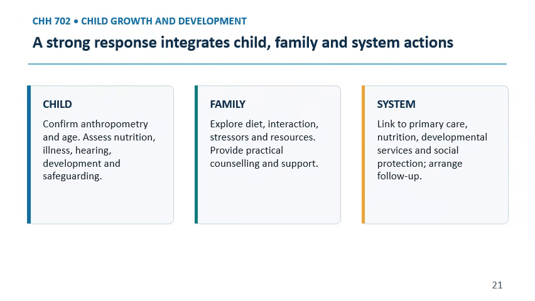The 3 columns organize the response. Under child, we confirm anthropometry and age and assess nutrition, illness, hearing and development, and safeguarding. Under family, we explore diet, interaction, stressors, resources, and provide practical counseling. Under system, we link the family to primary care, nutrition, developmental services, and social protection and arrange follow-up.